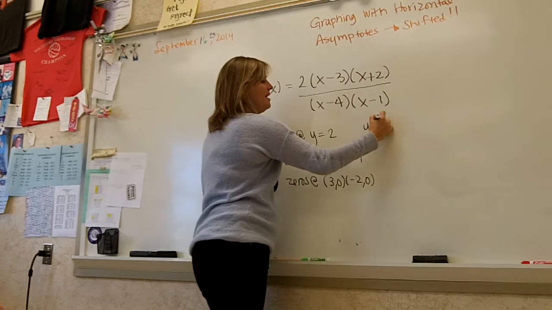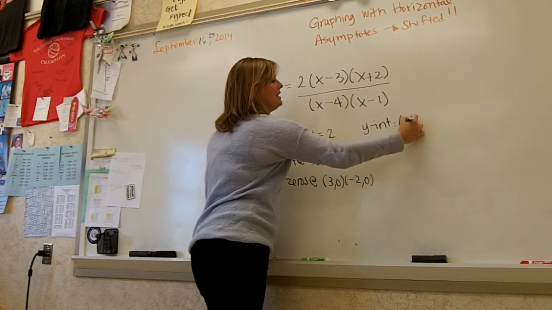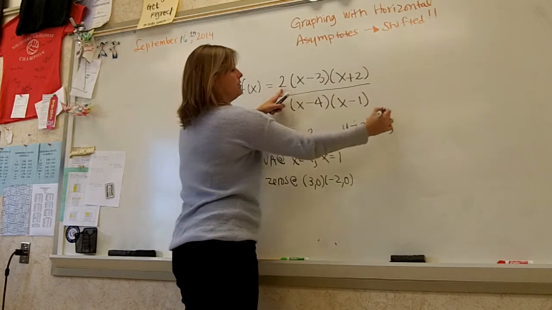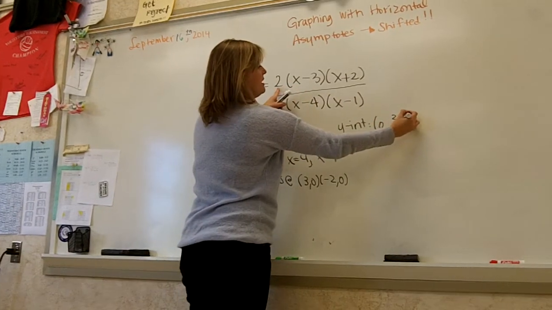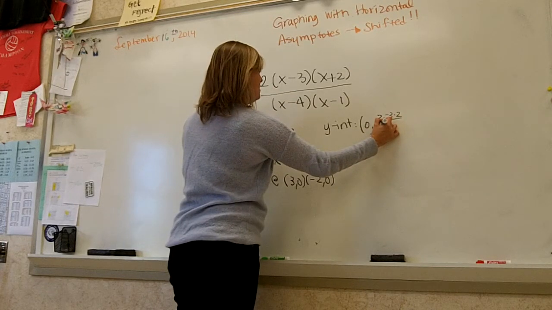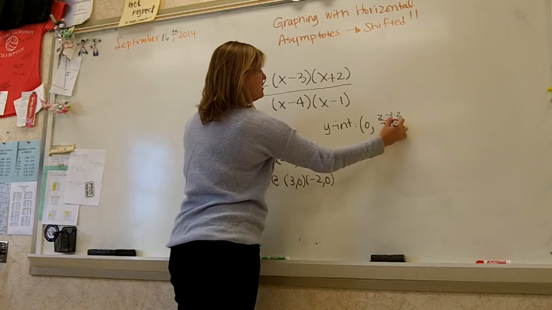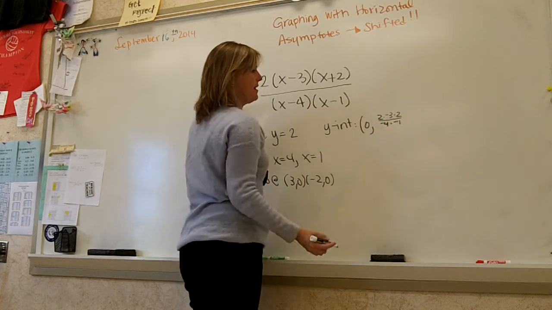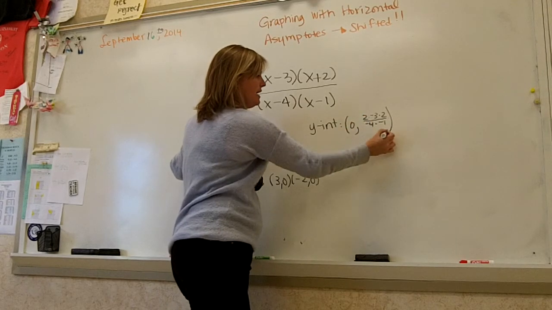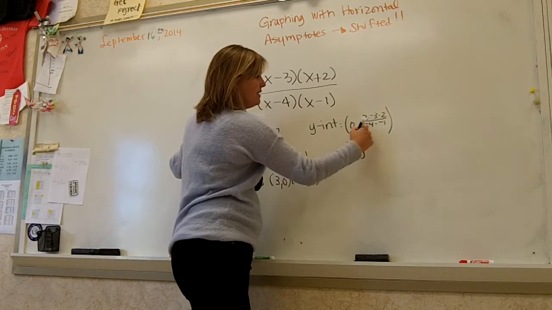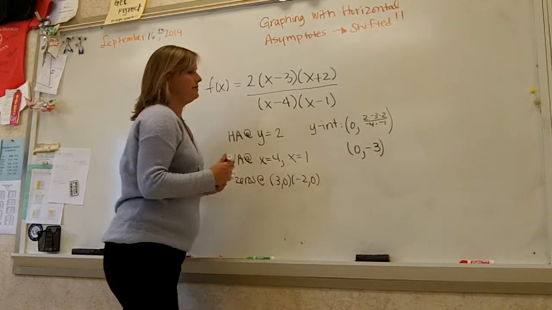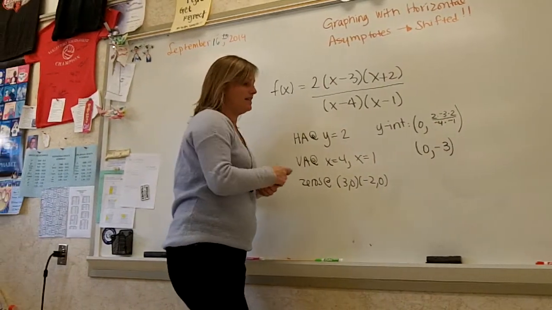I don't have any holes because nothing cancels out. And my y-intercept, if I plug in 0, I'm going to get on the top 2 times negative 3 times 2, divided by negative 4 times negative 1. So if I do all that, it looks like it's going to be at (0, -3). All right, so now let's put all this stuff on the graph.